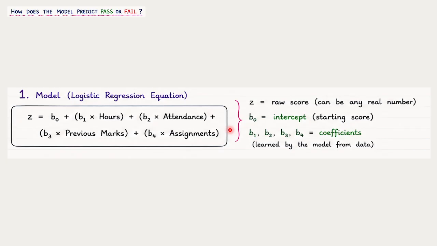Now z here is the linear score, which can be any real number, right? We are going to calculate it. And this b0 is the intercept, or the starting score. All these b1, b2 and so on are the coefficients, and these coefficients are learned by the model from the training data. So basically this formula is used to calculate the linear score z.